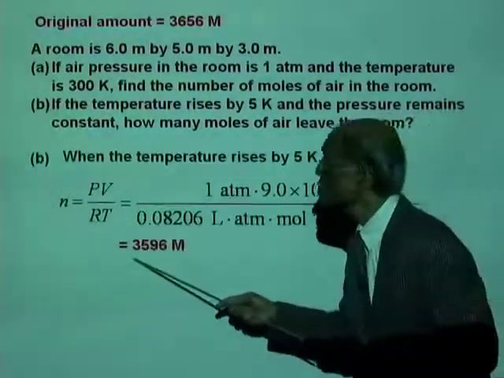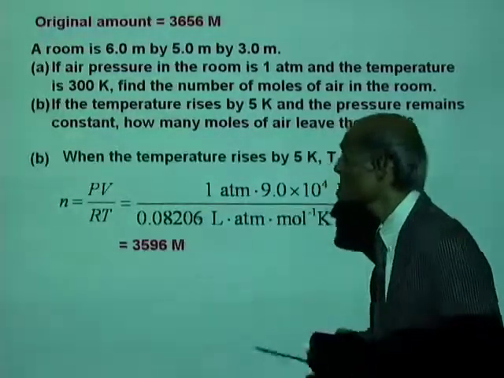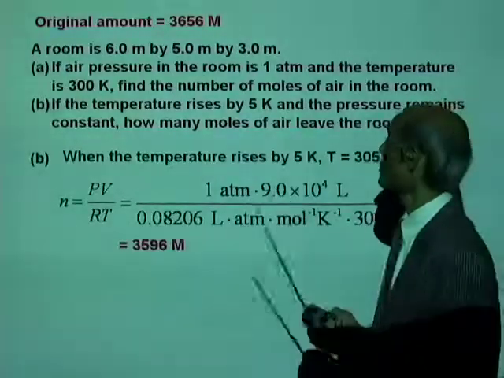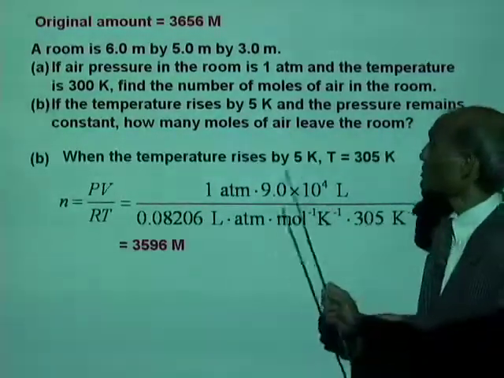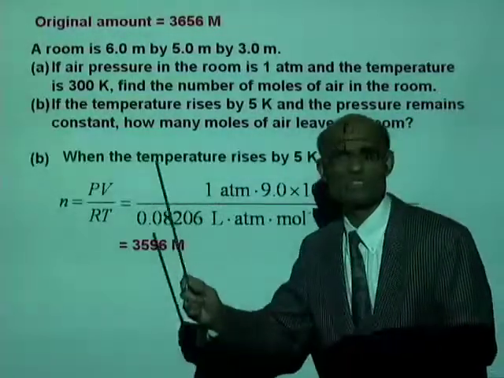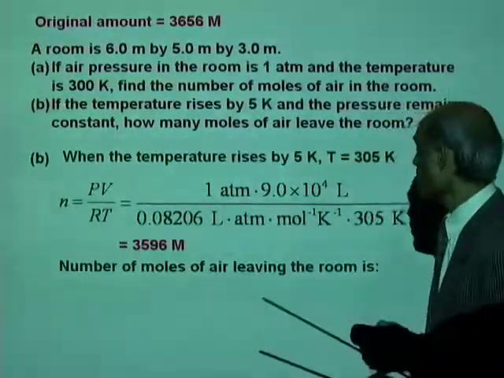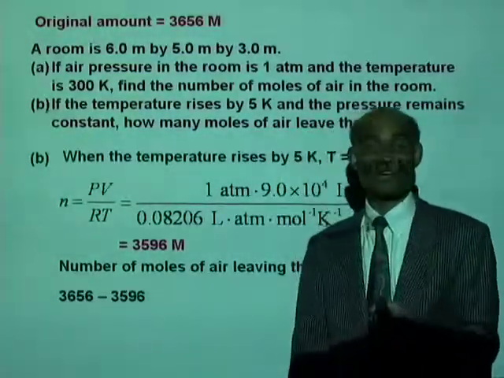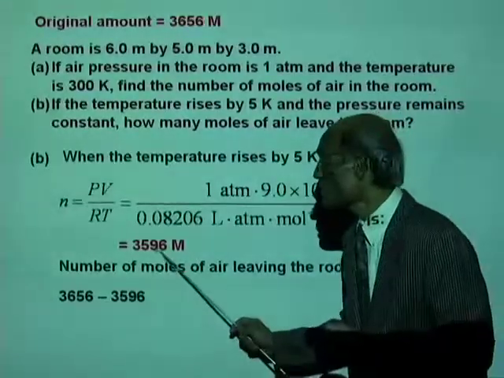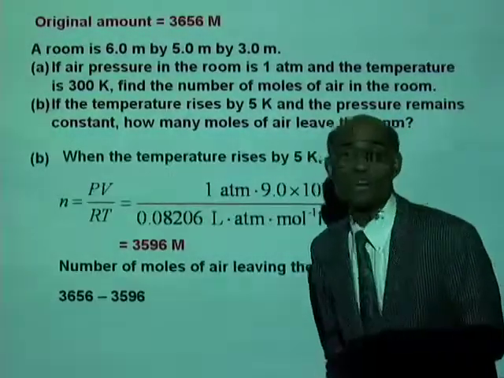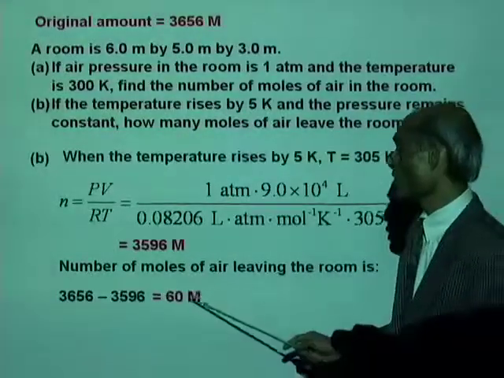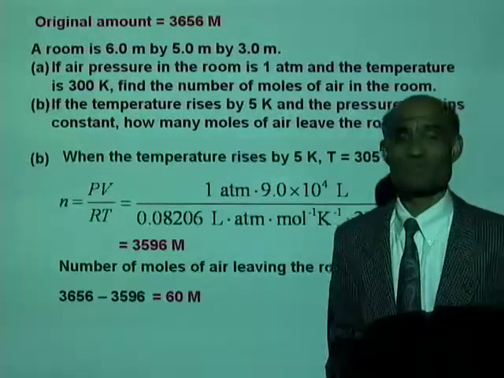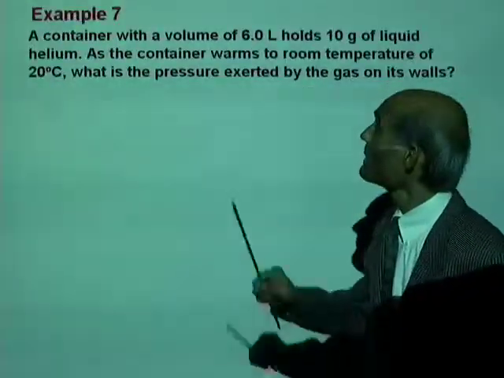Now, that gives me 3,596 moles contained in the room now. What was the original value? The number of moles of air leaving the room is the original value, 3,656, minus what is remaining now, 3,596. So 60 moles of air has left the room. Alright? Another example.